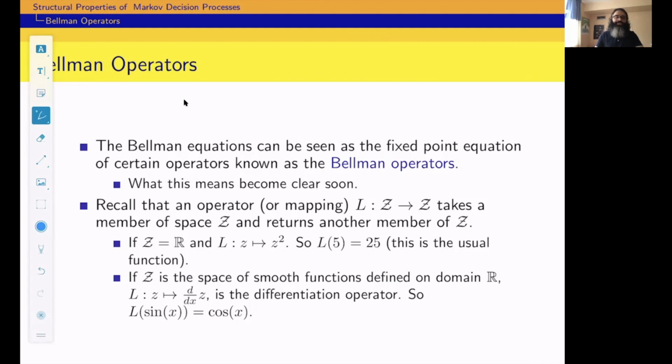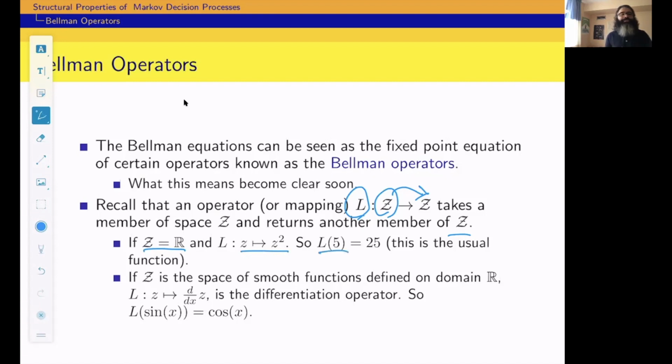An operator or mapping is basically what you have seen in many cases, just a fancy name for what I'm going to talk about. Suppose we have a function space, a general space Z, and a mapping from Z to Z. That mapping we call L. So this is an operator that takes an input that is a member of space Z and returns another member of Z. Just some examples: if Z is real-valued numbers, and this operator is defined as a mapping that takes Z and returns Z squared, that's essentially a function that you all know. So L of 5 would be 25.